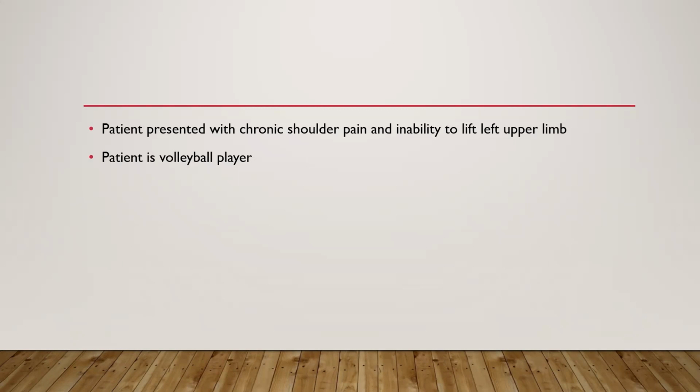Suprascapular nerve. Upper trunk could be suprascapular nerve also. And the last possibility is rotator cuff injury. So these are the possibilities. Most important: suprascapular nerve, axillary nerve, or upper trunk of the brachial plexus. So you start examining them clinically.